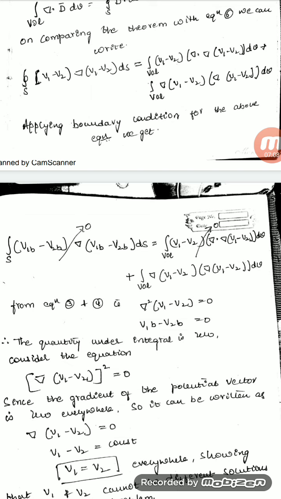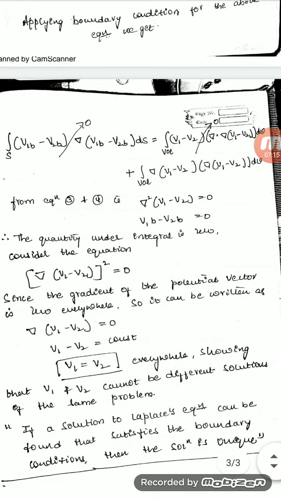Since the gradient of the potential is 0 everywhere, it can be written as del of V1 minus V2 is equal to 0. It is nothing but V1 minus V2 being a constant, where V1 is equal to V2. So everywhere V1 is equal to V2, or equal to a constant, showing that V1 and V2 cannot be different solutions of the same problem. First we assumed that V1 and V2 are two different solutions, and we came to the point that V1 is equal to V2.